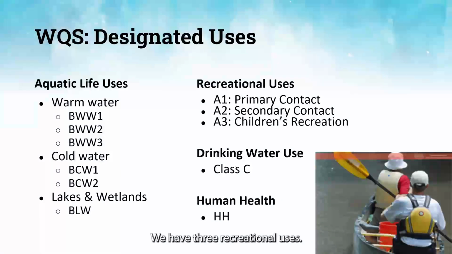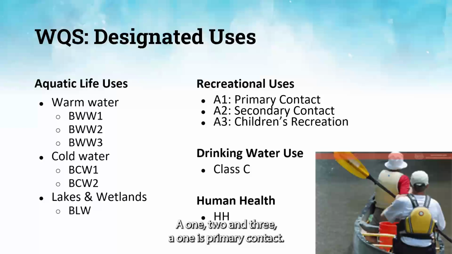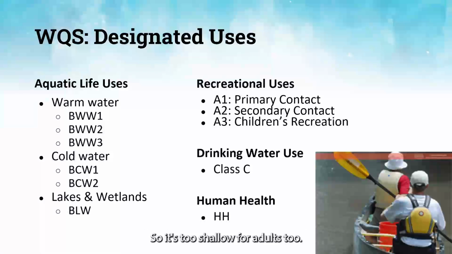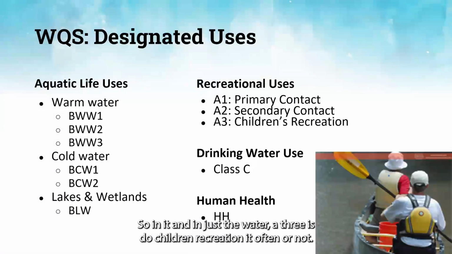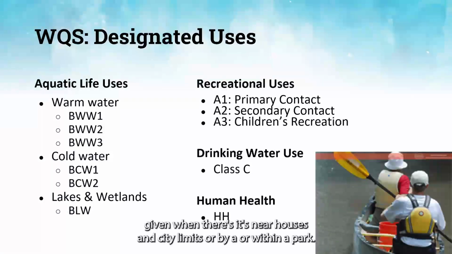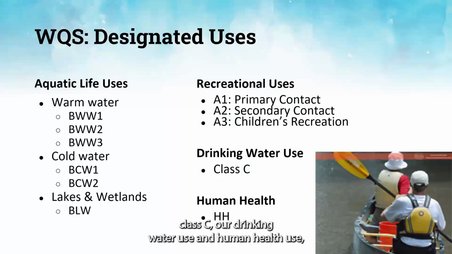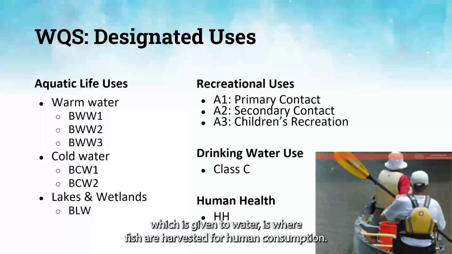We have 3 recreational uses, A1, 2, and 3. A1 is primary contact, so can adults swim in the water? A2 is secondary contact, so it's too shallow for adults to swim in it and ingest the water. A3 is do children recreate in it often enough? So this will be often given when it's near houses and city limits or within a park. We also have Class C, our drinking water use, and human health use, which is given to waters where fish are harvested for human consumption.